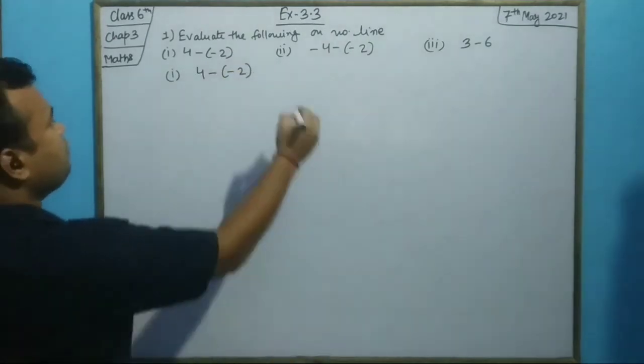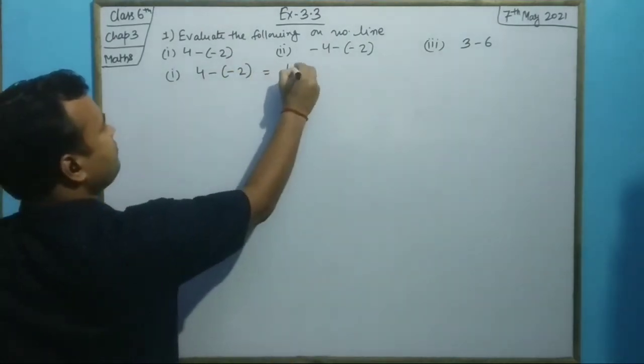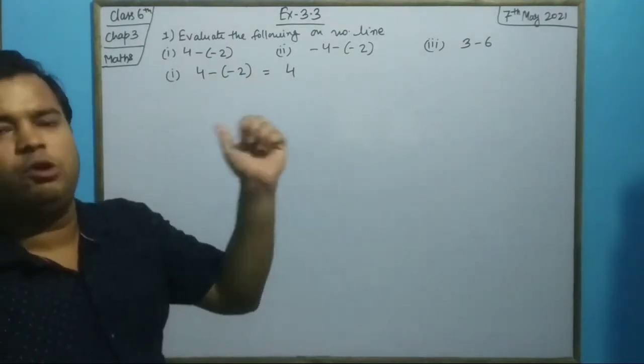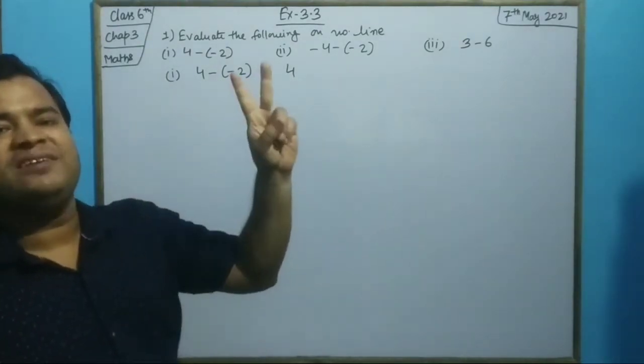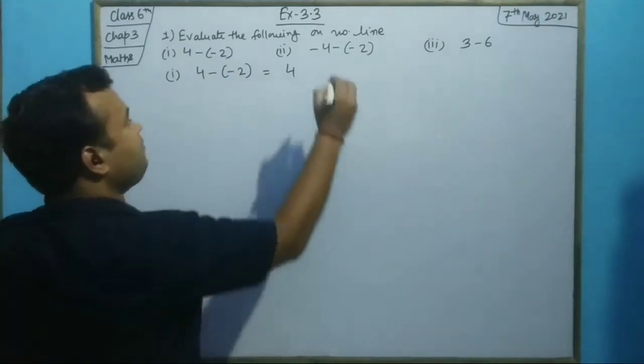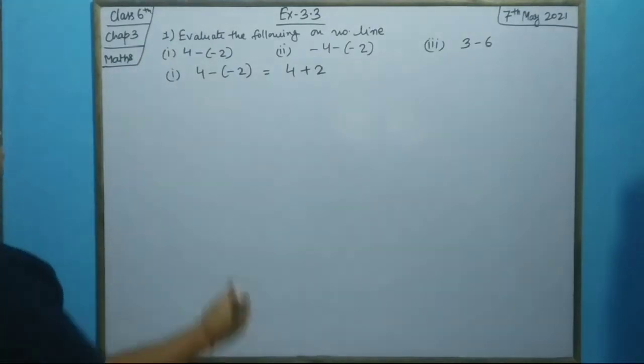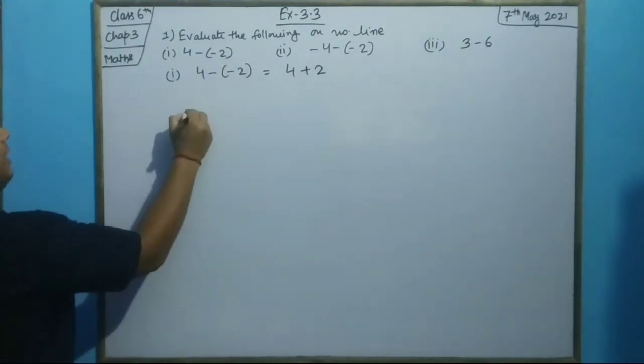Let us solve it out also. This is 4 minus of minus. There are two negative signs very close to each other. Two minus signs, which is even, so it will be plus: 4 plus 2. Okay, so let us do it on the number line.